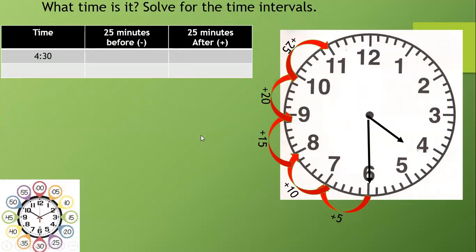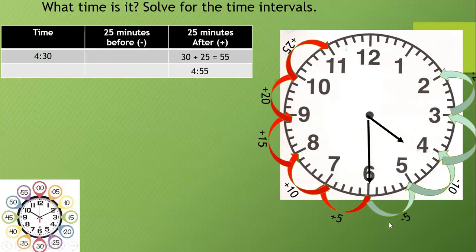+25. So we see the time, if we add these together, we can say 30 plus 25 will land us on 4:55, okay? Because we're here now. Let's take a look at 25 minutes before, which is minus. So -5, -10, -15, -20, -25.